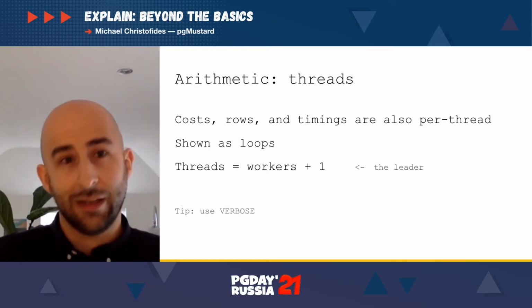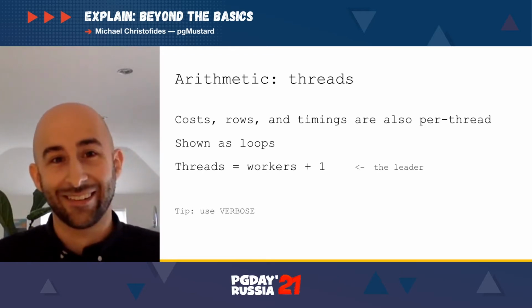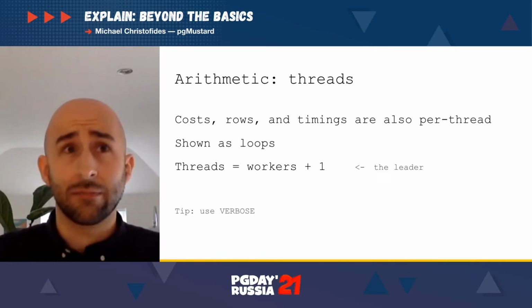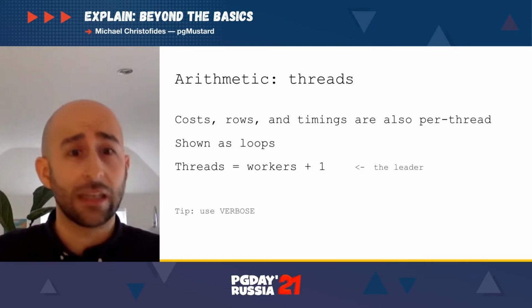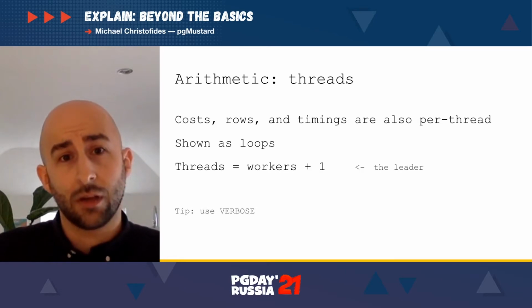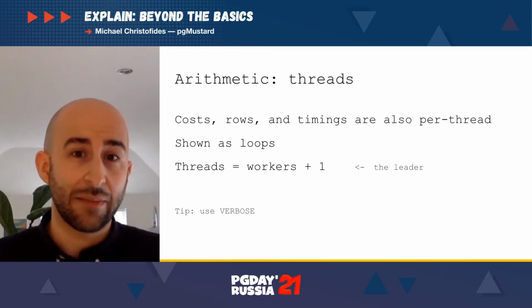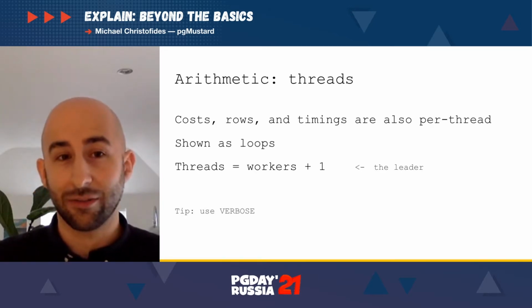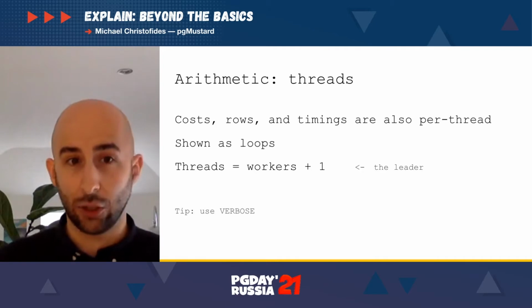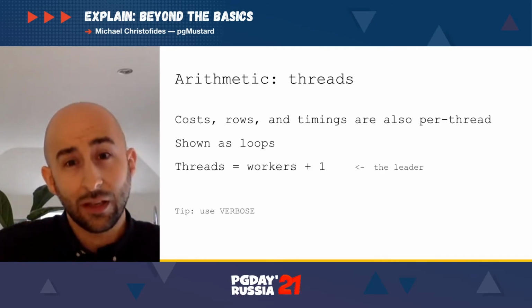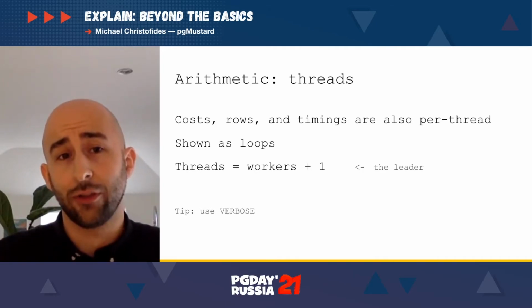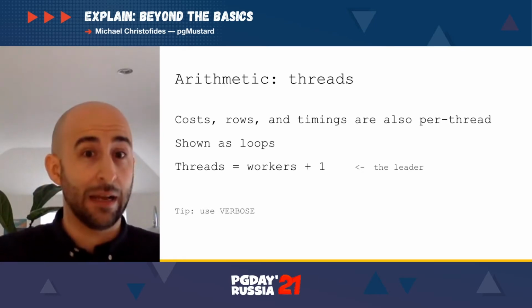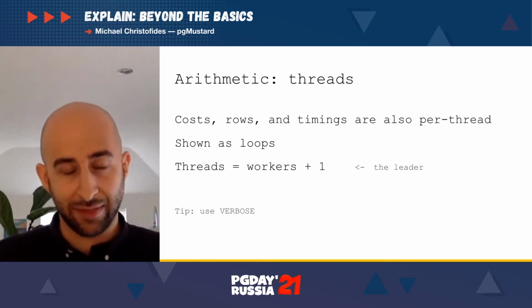Wonderful. So in related news, we also have threads. Parallelism can make some of this arithmetic quite tricky as well. Again, those statistics I mentioned before are a per thread average, and that's convenient since threads are also displayed as loops in explain analyze. You can get more information on the worker threads by using verbose. So specifically explain analyze verbose in parentheses or brackets.